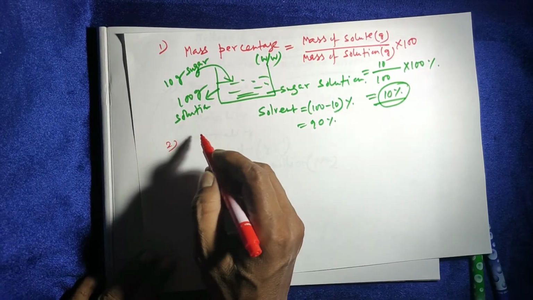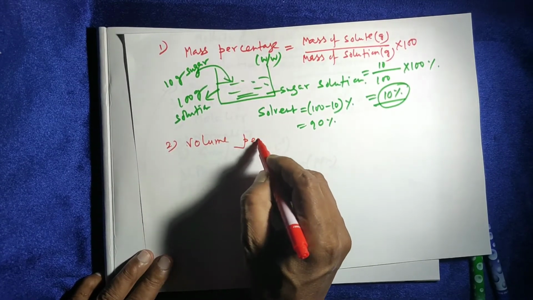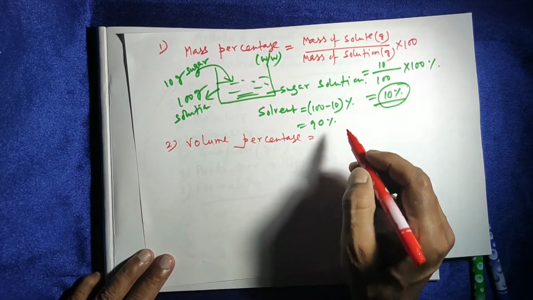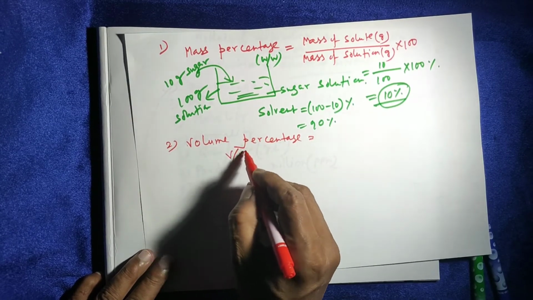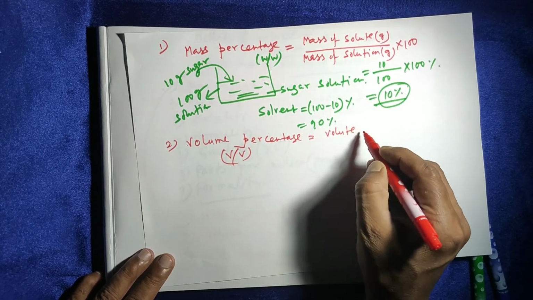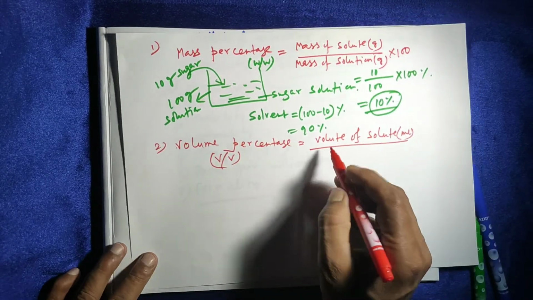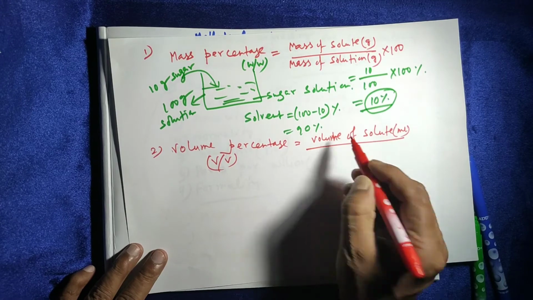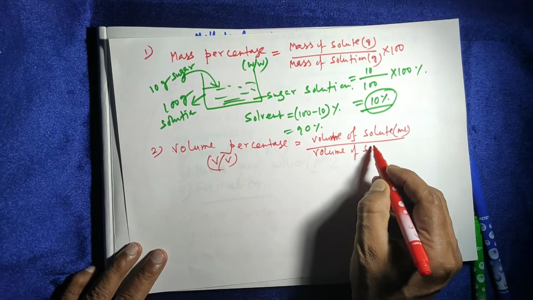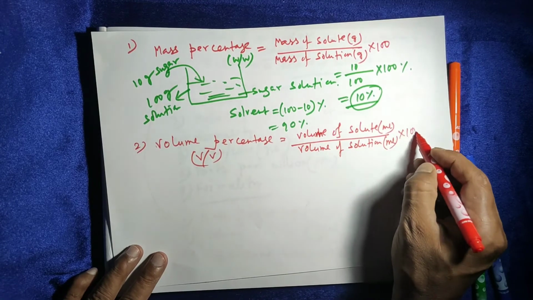Next one, number 2, volume percentage. This is basically V per V. That means volume of solute in ml by volume of solution also in ml into 100.